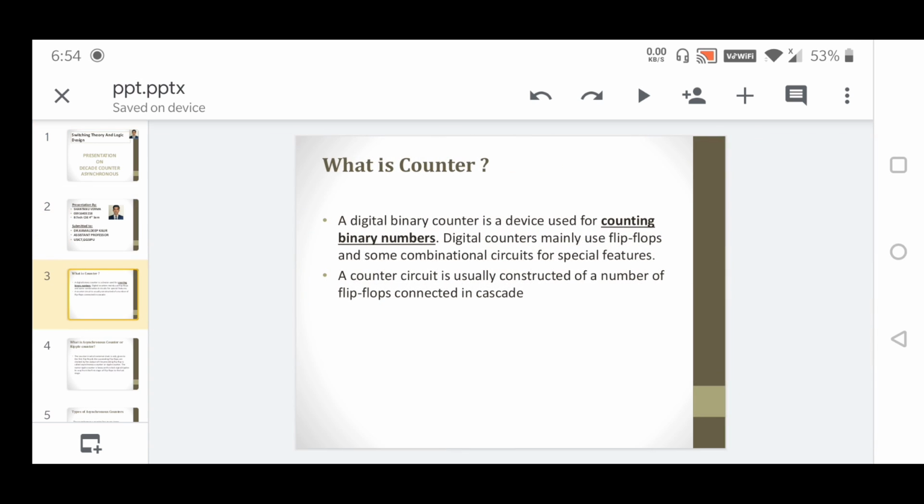Well, before starting that, let's understand what the counter is. A counter is a device that is used to count binary numbers. A counter is basically an application of flip-flop and it is constructed by cascading a number of flip-flops together. The stages of the counter depend on the number of flip-flops. That is, n number of flip-flops can count up to 2 raised to the power n number of pulses. For example, if you have 3 flip-flops cascaded together, then the counter will have 2 raised to the power 3, that is equal to 8 different stages.